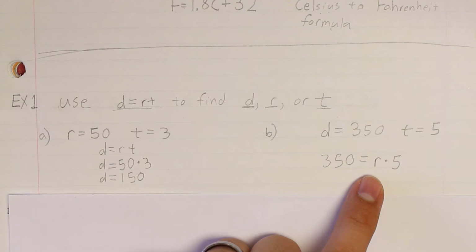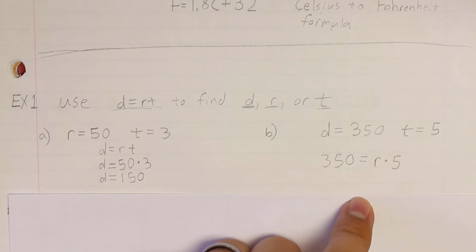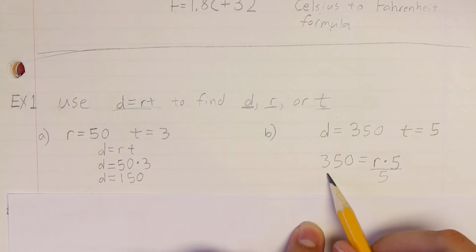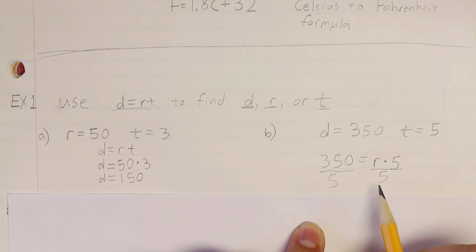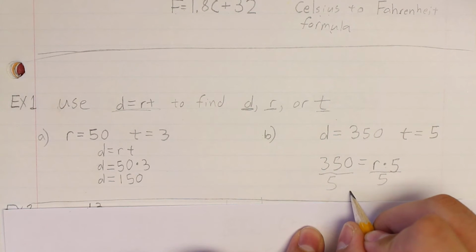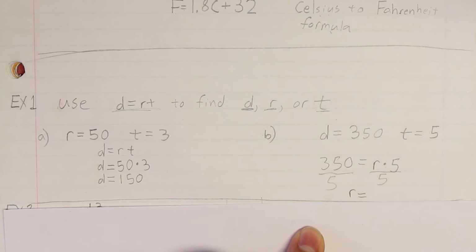If only we knew a way to get rid of a number when it's on one side of an equal sign in an equation. I wonder if there's a way to get the variable by itself. Oh, wait. We could just divide both sides by 5 because division cancels out multiplication. This would leave us with R, and so we would get R is equal to, what does R equal?